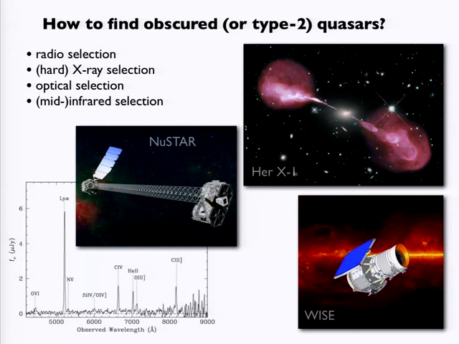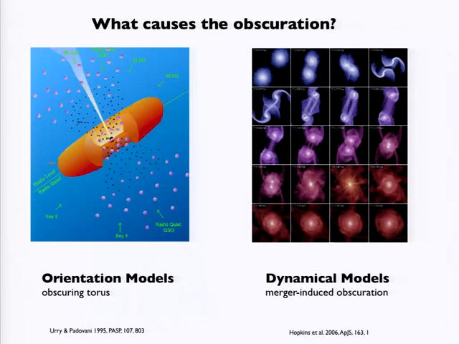And so I think it's really the mid-IR selection which is changing the game. First with Spitzer, now really with WISE, which maps the whole sky deeper than 2MASS, essentially, in the mid-infrared. And so that's the focus of most of my talk.